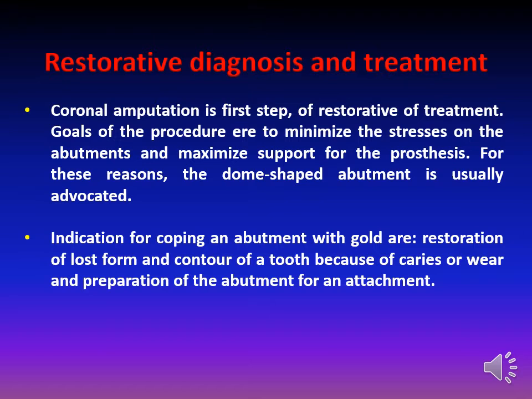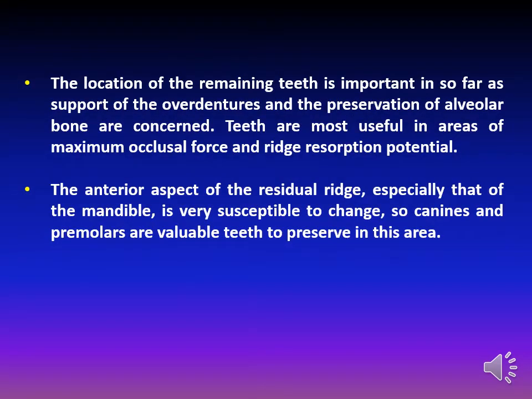Indications for the coping and abutment with gold are restoration of lost form and contour of the tooth because of caries or wear, and preparation of the abutment for an attachment. The location of the remaining teeth is very important, as said before, insofar as support of the overdenture and preservation of the alveolar bone are concerned.